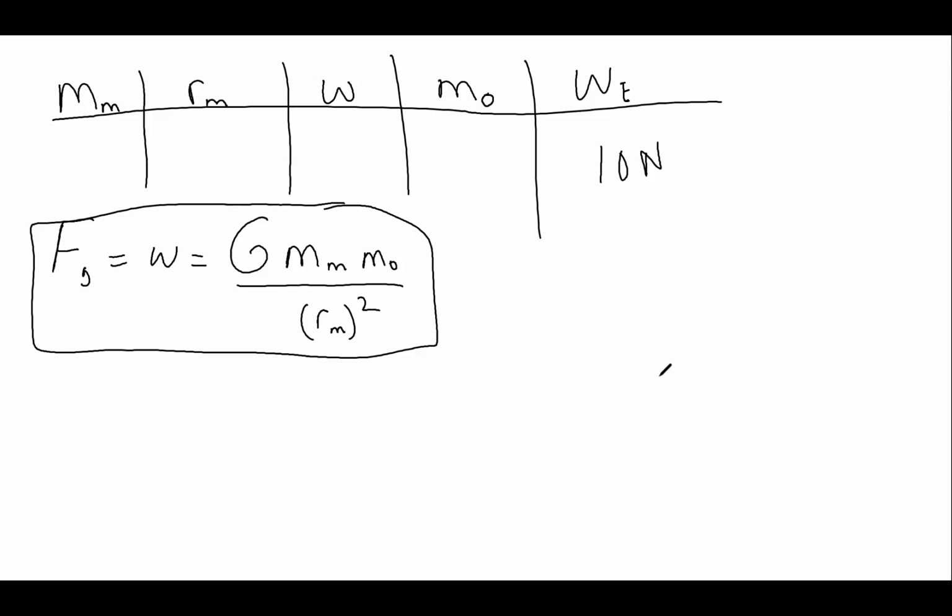The weight on the Earth is 10 newtons. What is the weight of the object on a planet? So I'm looking for the weight on some planet that has 1/10 the Earth's mass. So that means that here, we're going to say Earth now. So we're going to take this, and right here, we're going to say that this is 0.1 of the mass of the Earth. Okay, that's the mass of this planet.